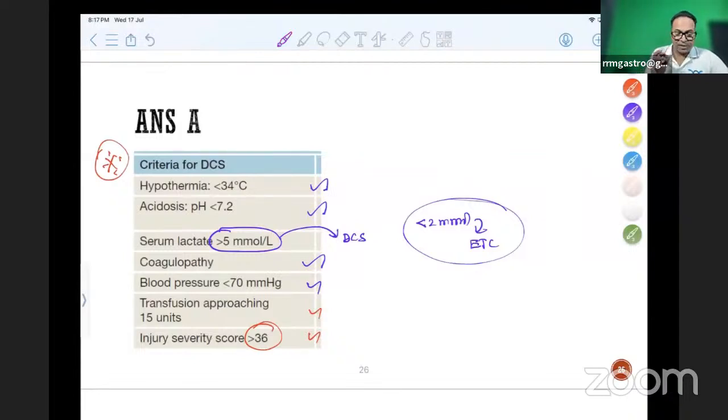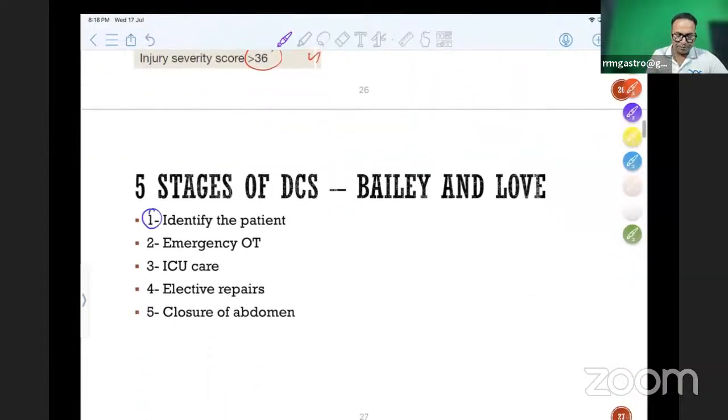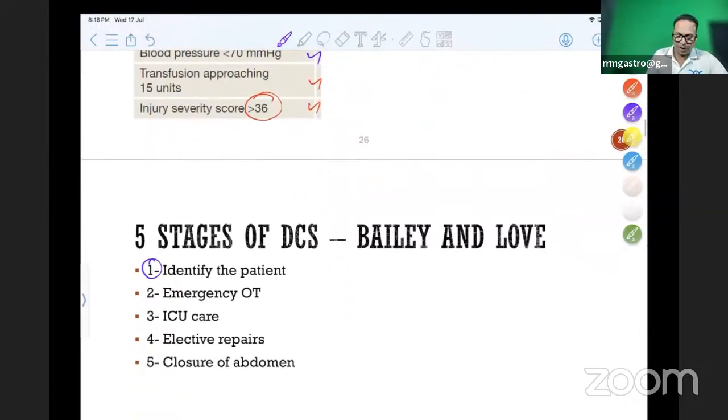In Bailey, there are 5 stages of damage control surgery. Number 1, identify the patient suitable based on this table. Number 2, shift him to emergency OT. Don't close the abdomen after the procedure. After the operation, don't close the abdomen. Just keep a plastic sheet. Shift to ICU. Third step.